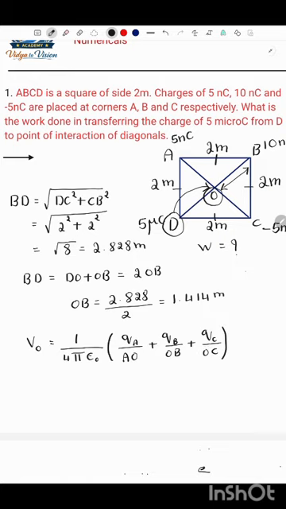Now we will substitute everything here. We know that 1 by 4 pi epsilon is 9 into 10 raised to 9, and all the charges are in nanocoulomb. Therefore I will take nanocoulomb as 10 raised to minus 9 coulomb. I will take this minus 9 outside because it is common in all the terms, and I will take the length also outside. The length of AO, OB and OC is just equal to 1.414 meter.